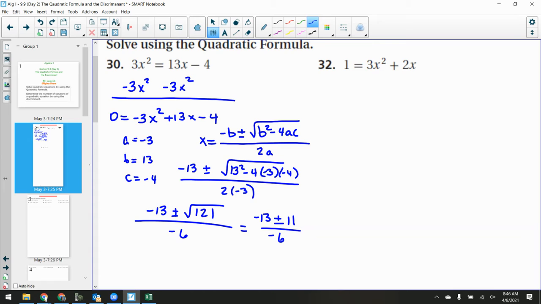What do you have to be careful of if your B value is negative? When you plug that into your calculator, don't you have to make sure that you put...? What should you always do when you put something squared? Parentheses. I always use parentheses.